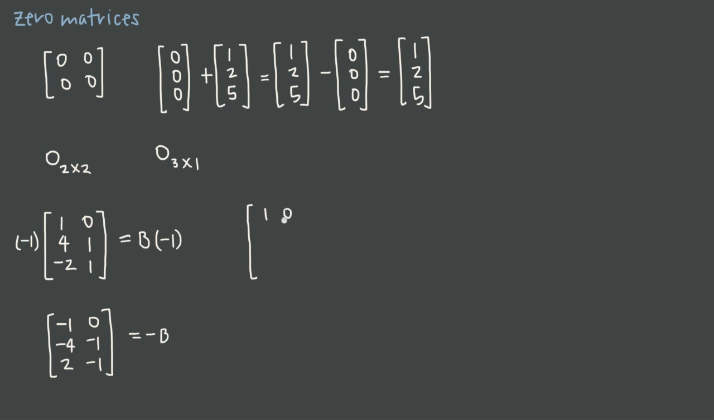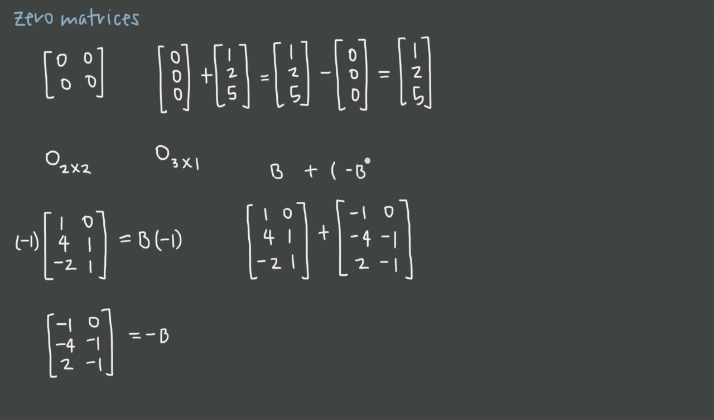So when I add 1, 0, 4, 1, negative 2, 1 to its opposite, which is the matrix negative B, so I have negative 1, 0, negative 4, negative 1, 2, negative 1. And this is B plus negative B that we're adding. What do we get here? So we get 1 plus a negative 1 gives us 0. 0 plus 0 gives us 0.